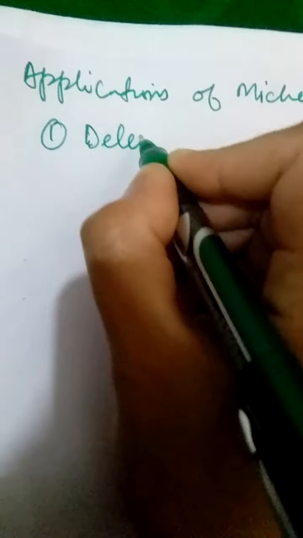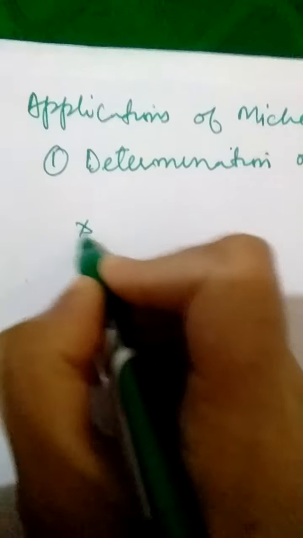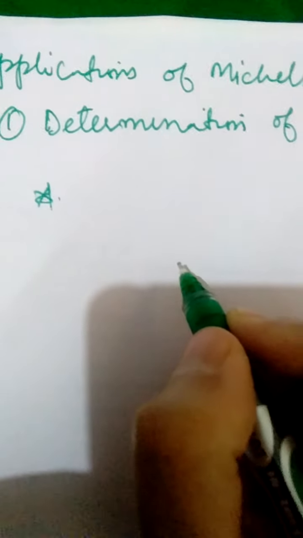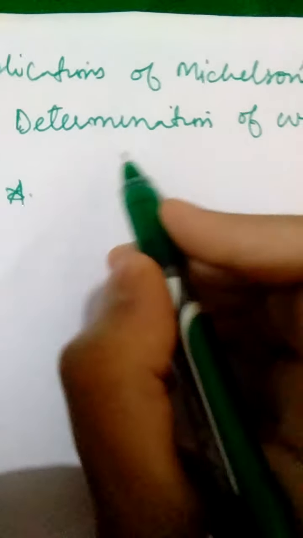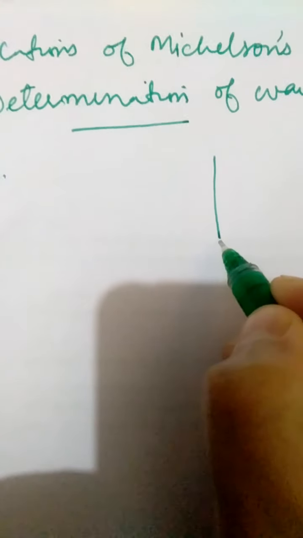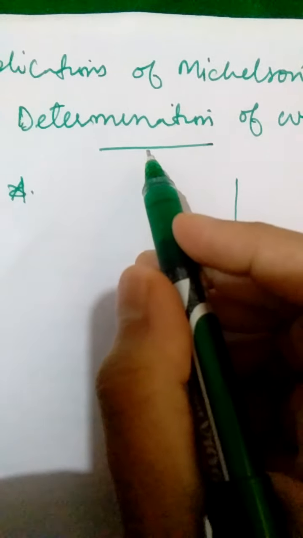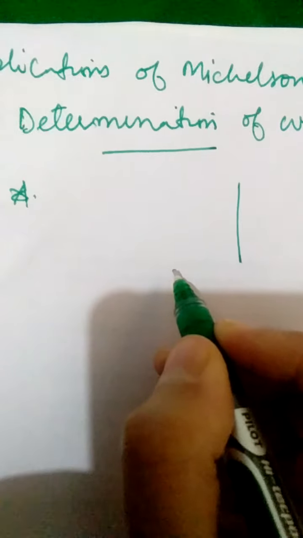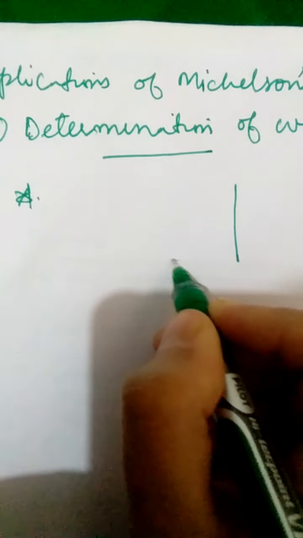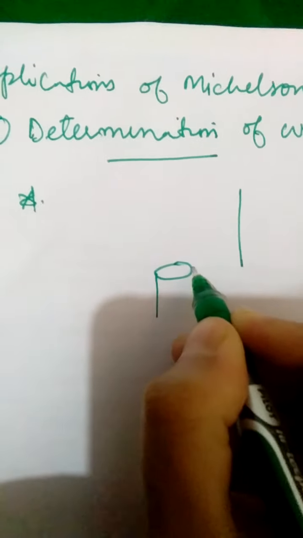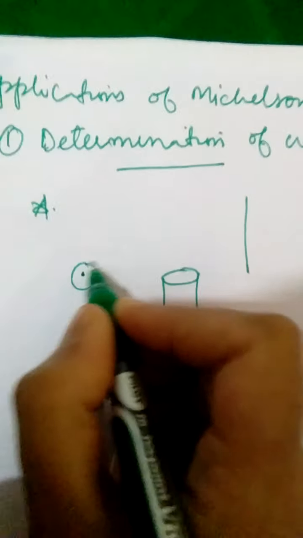The first application is determination of wavelength. Wavelength of what? Wavelength of the source that you are using at the initial place. Now, how do we do that? If you recall the experimental arrangement, you remember that there is a mirror M1 and a mirror M2. This mirror is fixed, its position is fixed, and this mirror is movable. Then we are able to obtain an interference pattern, which we are able to see through a telescope, right? The fringe pattern is circular.